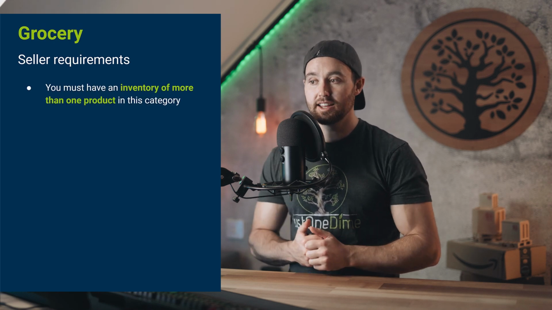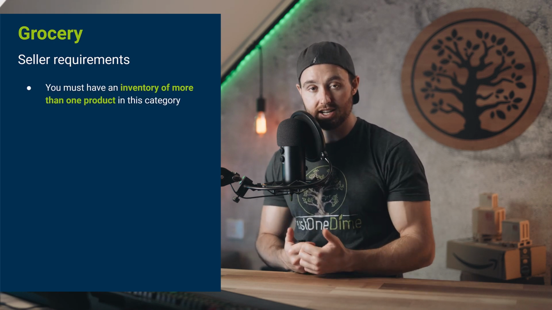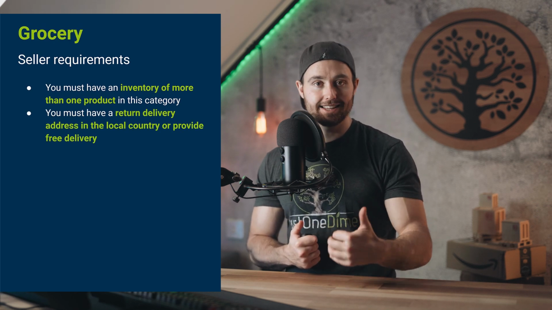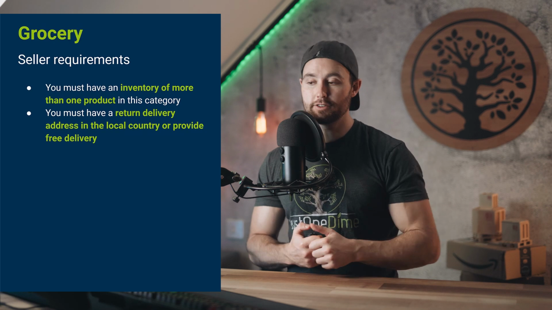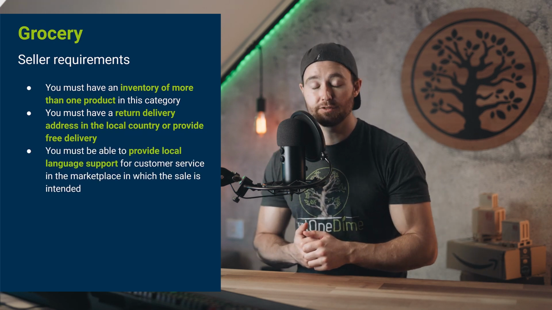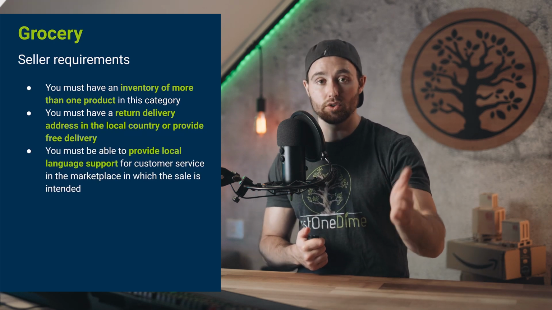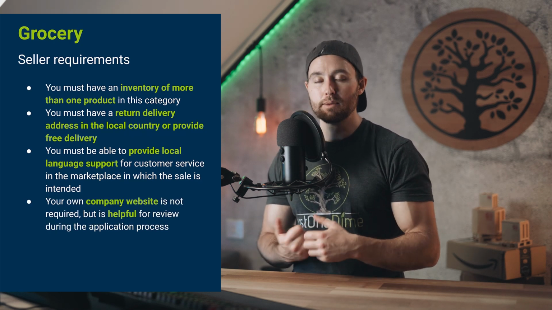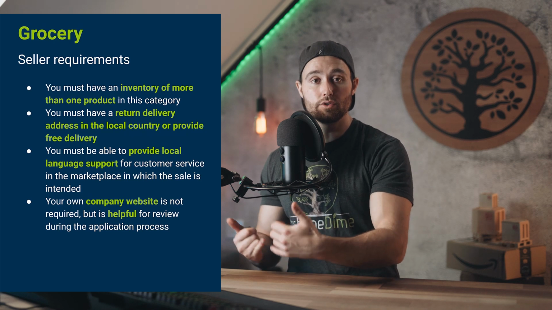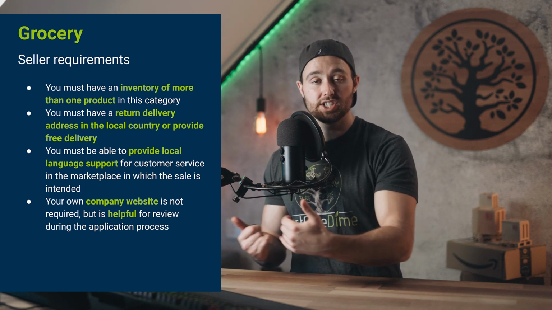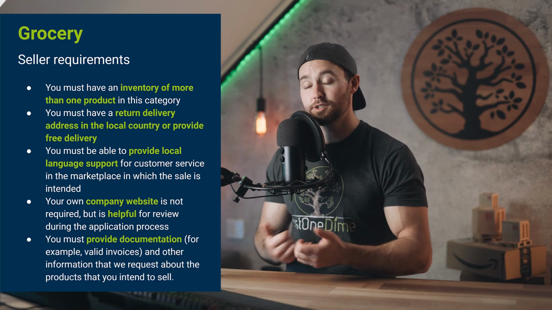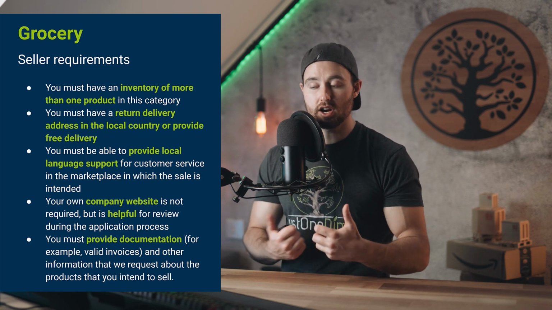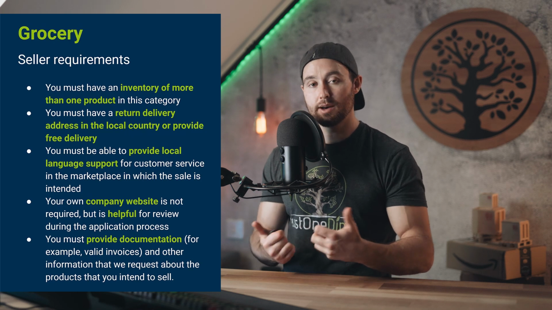You must have an inventory of more than one product in that category. You must have a return delivery address in the local country or provide free delivery, and you must be able to provide the local language support again. Your own company website isn't required here, but it's helpful in their review process and when they process your application. And you must provide documentation, for example, invoices for the products that you wish to sell if Amazon asks you for those.